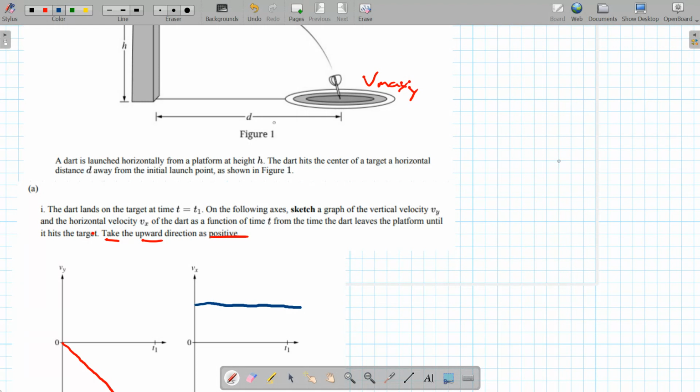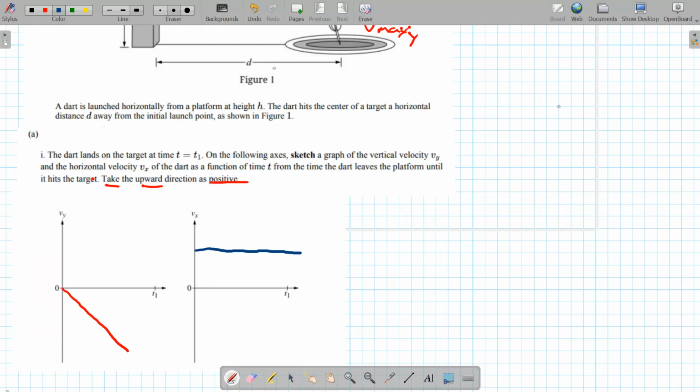And then it says, sketch the graph. It says, on the following axes, sketch the graph of the vertical Vy and the Vx, the horizontal, as a function over time as it leaves the platform. Okay, so that one's pretty much answered, right? Let's see what the next thing is. So, by the way, if you sketch that properly, you get 1 point each.